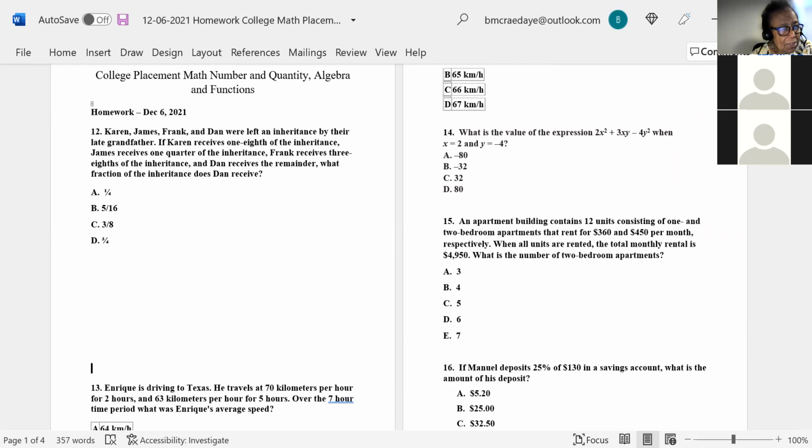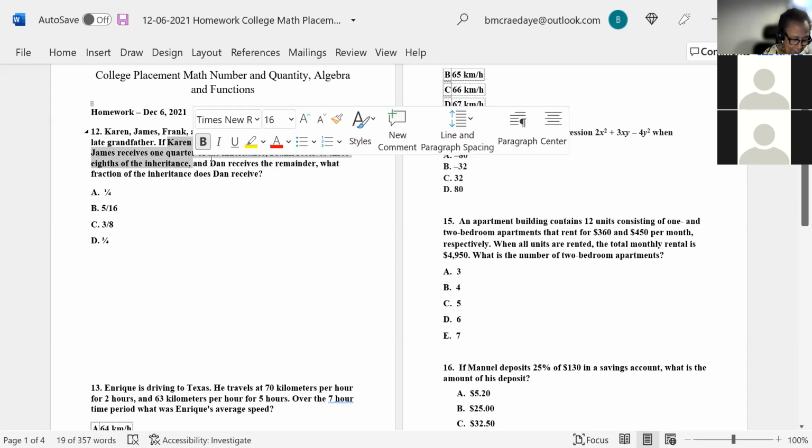Karen, James, Frank, and Dan were left an inheritance by their late grandfather. Karen receives 1/8 of the inheritance. James receives 1/4 of the inheritance. Frank receives 3/8 of the inheritance, and Dan receives the remainder. Our problem here is to find what fraction of the inheritance Dan receives. So we need the Karen amount, the James amount, the Frank amount, and then you add those, right? That's right. You add those.